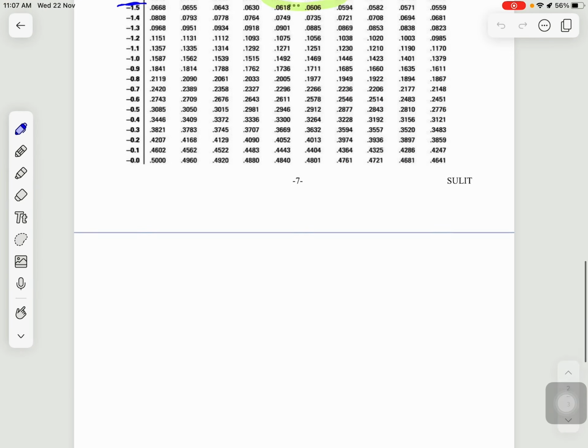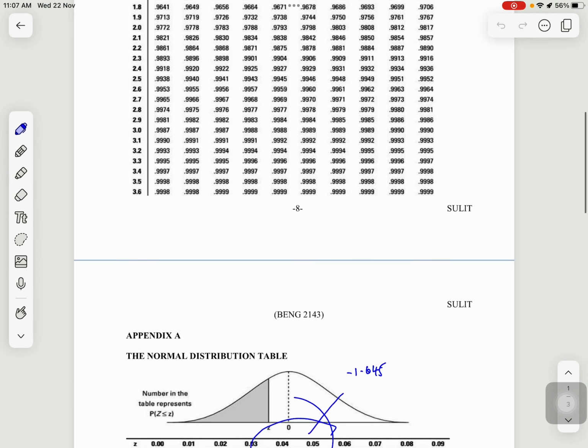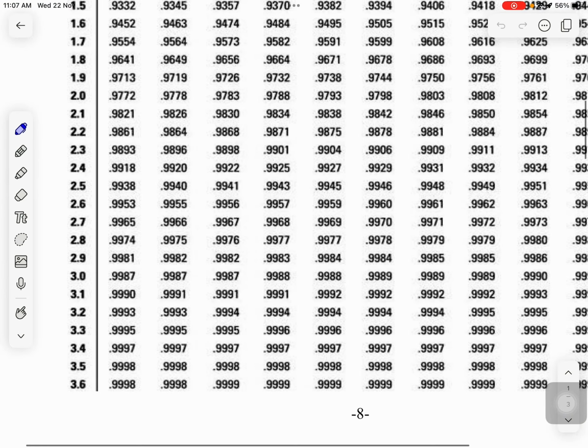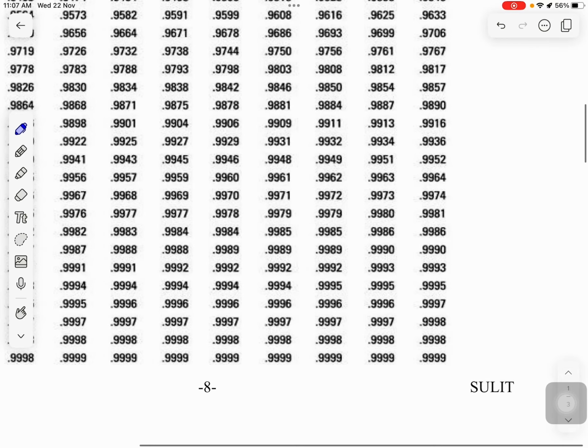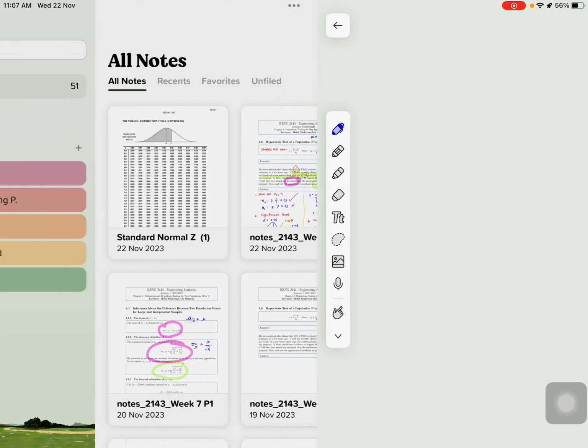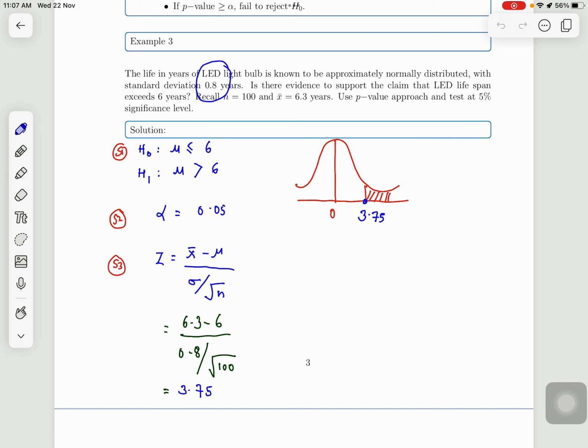Okay, 3.75 is positive, right? So okay, in the normal distribution table, the maximum value is 3.69. So the value is greater than 3.69, like in our problem 3.75. Here is 1 minus 0.9999.